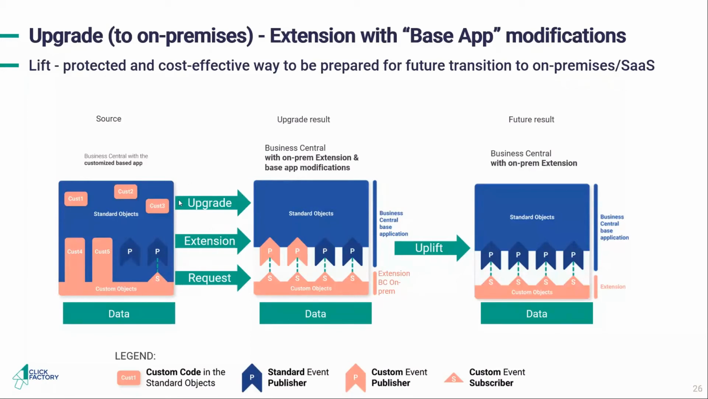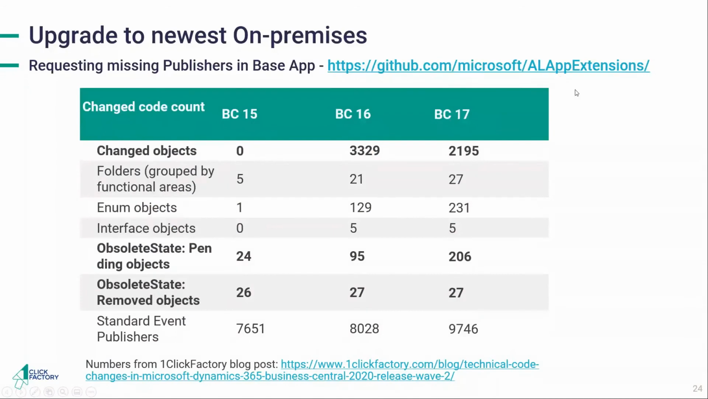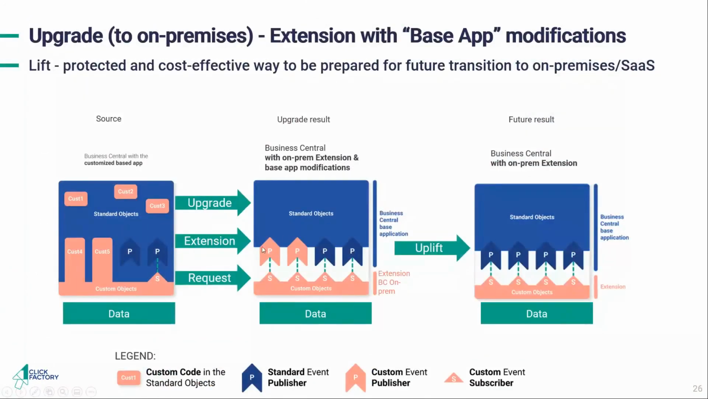So create on-premise is to create some publishers where you truly need them and request them from Microsoft. Microsoft has a link, which I showed you in the previous slide, where you can request missing publishers in the base application, and temporarily you can create custom events where you need them and request those custom publisher events from Microsoft. After some time, like you saw, Microsoft creates almost 2,000 publishers. From our experience, Microsoft created all requests in half a year. So you just need to wait half a year and you can get rid of those custom publishers because they are created as standard ones.